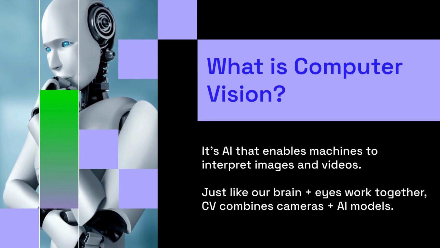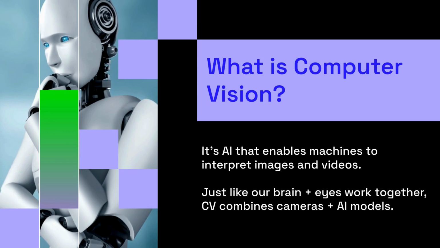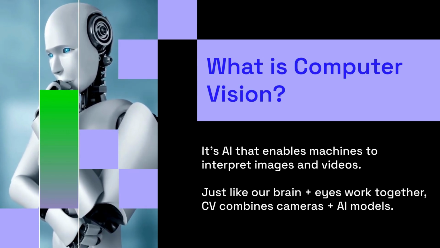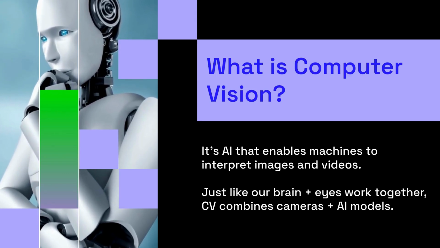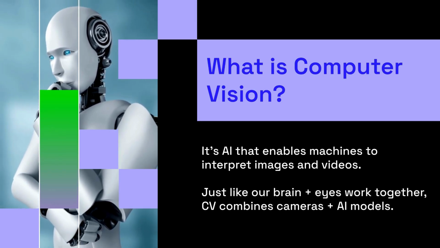Computer vision is a branch of artificial intelligence that enables machines to see and understand images or videos just like we humans do. Instead of just storing pictures, the machines can actually interpret what's inside them.